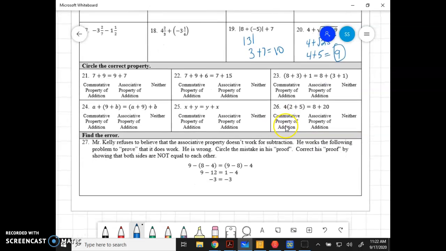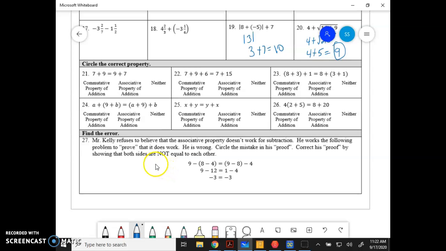Okay, let's take a look at these. Circle the property. So it's either commutative or associative or neither. Okay, so let's see. 7 plus 9 is equal to 9 plus 7. So that is saying that the order doesn't matter. That is commutative property. I always think about that as your commute to work, how you drive to work. If you go from home to work, you're driving a certain distance, and you go back home the same distance. I don't know, that's how I think about commutative.